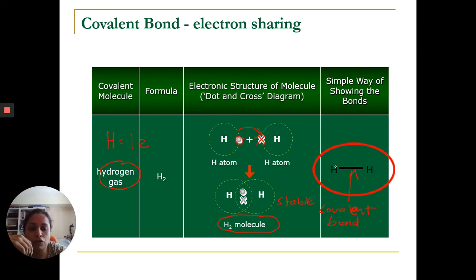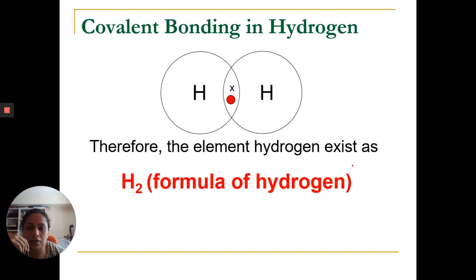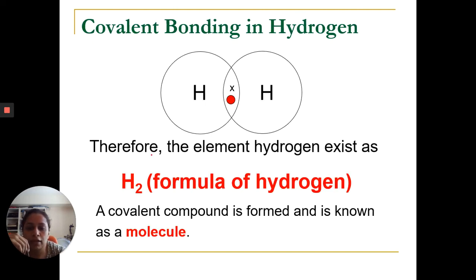This is another way of showing. This is a structural diagram. This is a cross and dot. So if there is 1 dot and 1 cross, you denote by 1 line. And this is known as a single covalent bond. That's for hydrogen. Very simple. Let's look at more examples. I'm going to show you a couple of examples with double and triple bond itself. This is known as a molecule. It's not an atom anymore. I hope you know this.